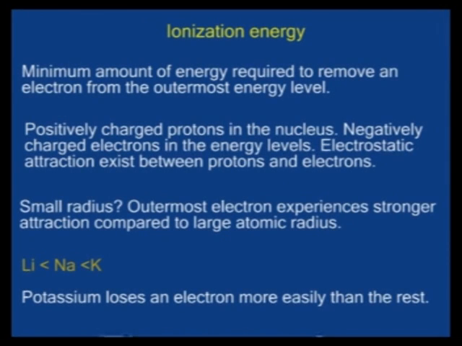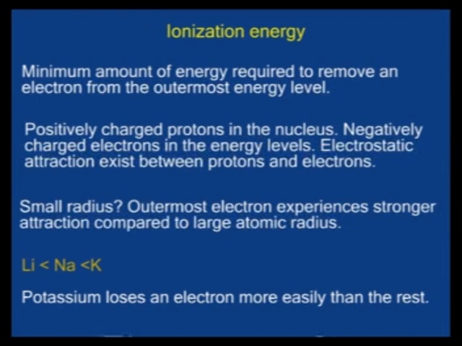Now, in alkali metals, atomic radii increase down the group from lithium to potassium. It is therefore easier for potassium to lose an electron compared to lithium. I repeat that ionization energy is the minimum amount of energy required to remove an electron from its outermost energy level. If you remember clearly, the nucleus is positively charged while the electrons are negatively charged.